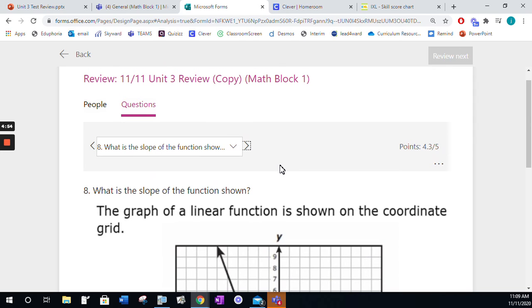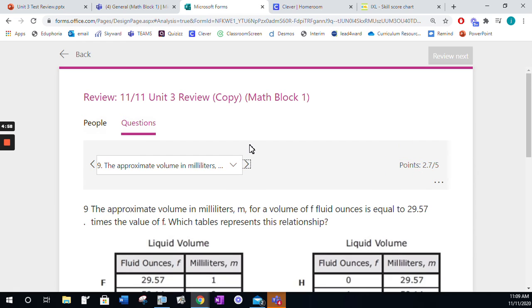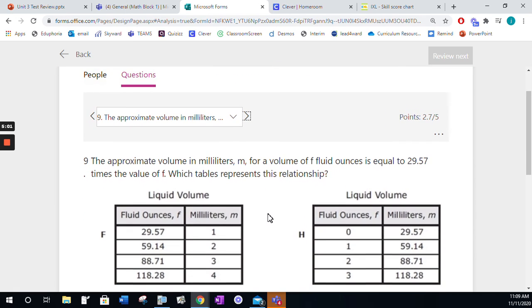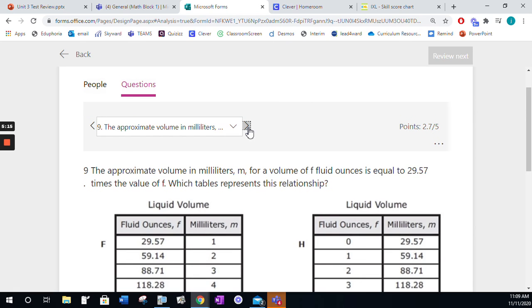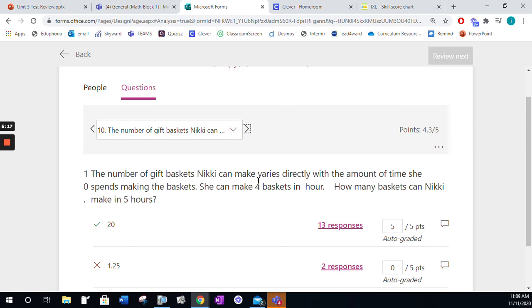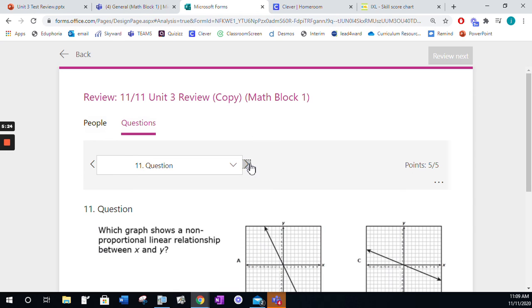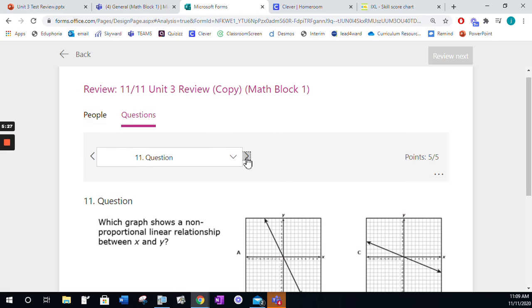Or you can calculate it doing change in y over change in x if you prefer to do it that way. I know some of you did it that way. This problem here, I want to see if you can figure this out. Be careful. For every fluid ounce, there's 29.57 milliliters. Okay, so look at that real quick. It varies directly. Cross multiply and divide. Set up a proportion. Set up a table. Cross multiply and divide. A proportion goes to the origin.